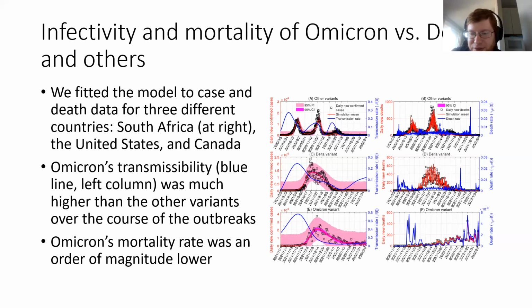But the death rate, as you can see, is on the order of 10 to the minus 3 for Omicron. That's an order of magnitude lower than what we saw for Delta and what we call the other variants, which is basically everything other than Omicron and Delta. In other words, basically the wild type. And so you can see here, that's confirmation directly from the data that the Omicron variant was in fact much more easily spread, but at the same time much less lethal.